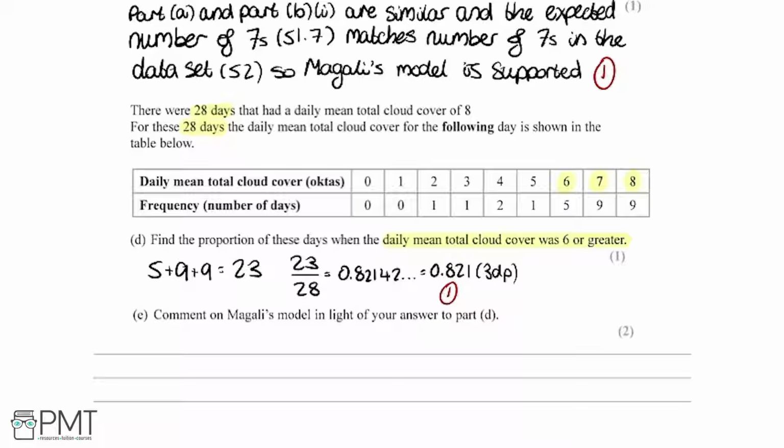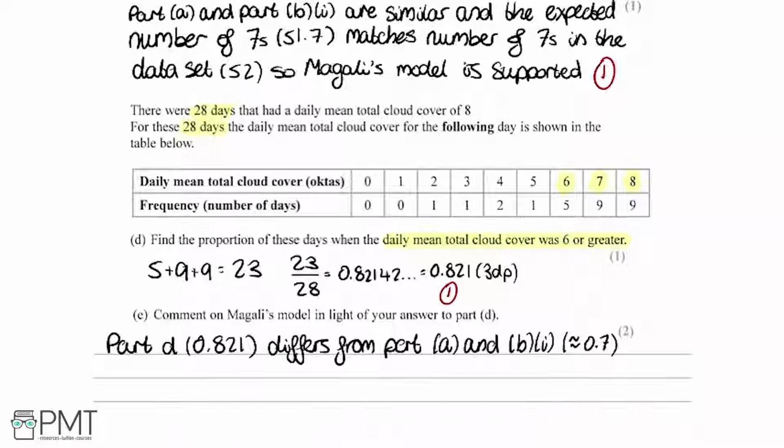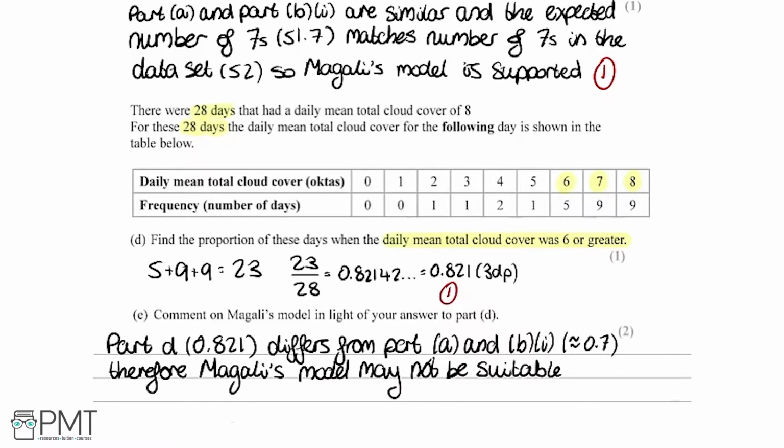So this would suggest that Megali's binomial model might not be suitable. So we say that part D differs from part A and part B. Look at that, the conclusion that I would then come to: therefore, Megali's model may not be suitable. So you get 1 mark here for the first line, for having some sort of justification and giving some evidence. And then we get a second mark for coming to the conclusion from that evidence.